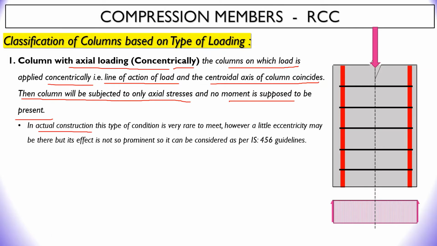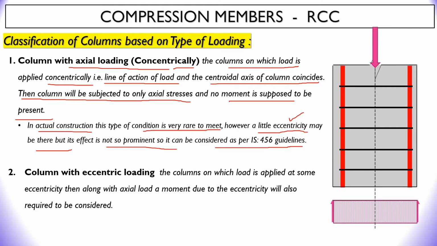But in actual construction, if you observe, this type of condition is rarely met. This is not possible, as I have already discussed in the previous slide. However, a little eccentricity may be there, but its effect is not so prominent. So it cannot be considered as per IS 456 guidelines. So you can ignore it, or the minimum eccentricity, which we will discuss later, can be ignored, and this column will be termed as an axially loaded compression member.